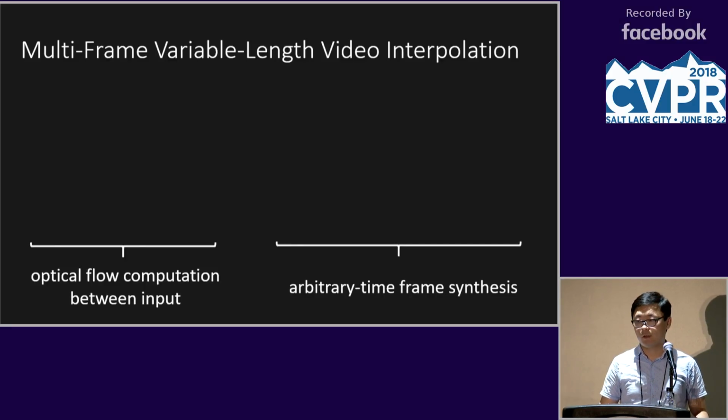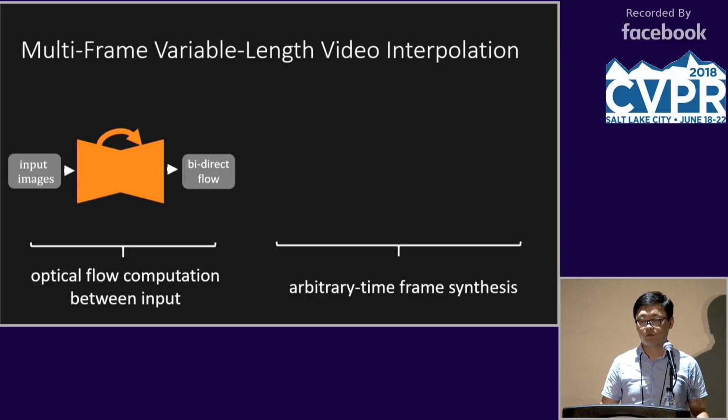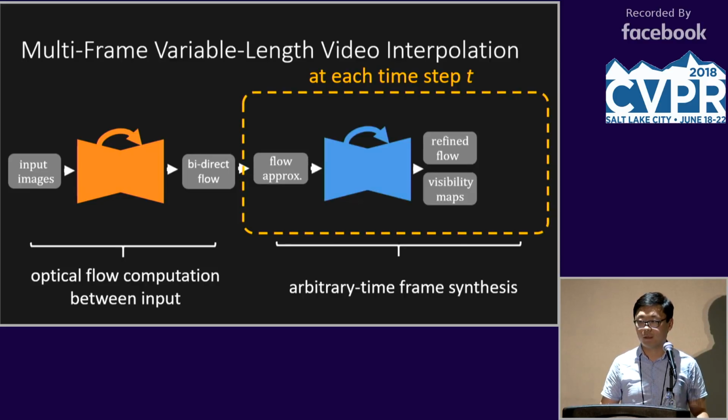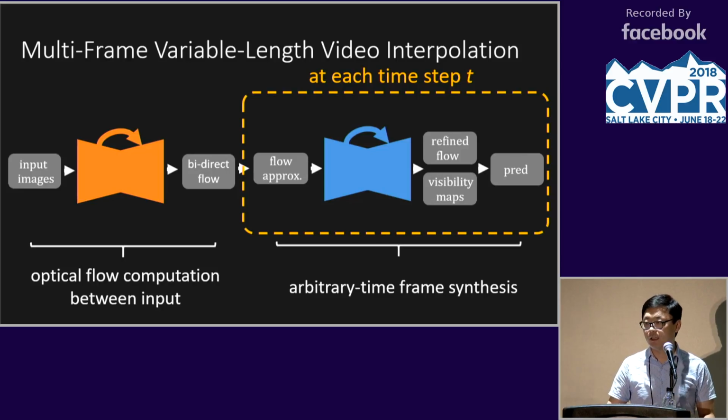major parts. In the first part, given 2 input images, we have a neural network to predict bidirectional optical flow between them. In the second part, at each time step t, we first get an approximation of bidirectional intermediate optical flow. We then have another separate neural network to get refined intermediate optical flow as well as pixel-wise visibility maps, which are finally used to synthesize an intermediate frame.